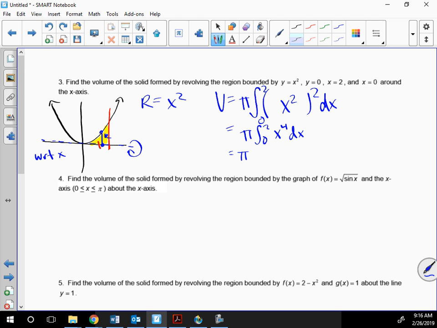Alright, so pi x to the 5th divided by 5, evaluated from 0 to 2. So what's 2 to the 5th? Is that 32? Yeah. So 32 pi over 5 minus 0, so just 32 pi divided by 5.